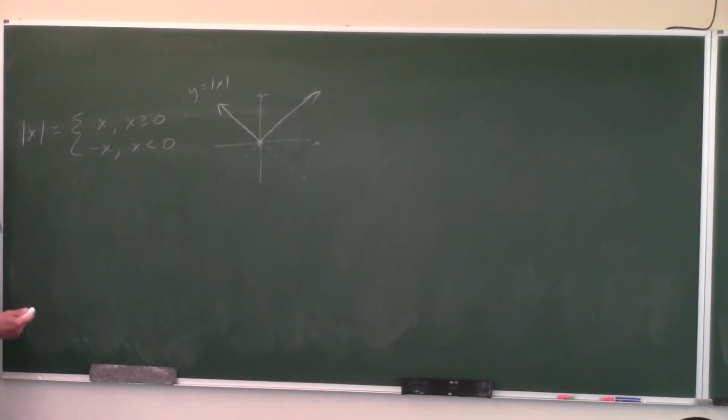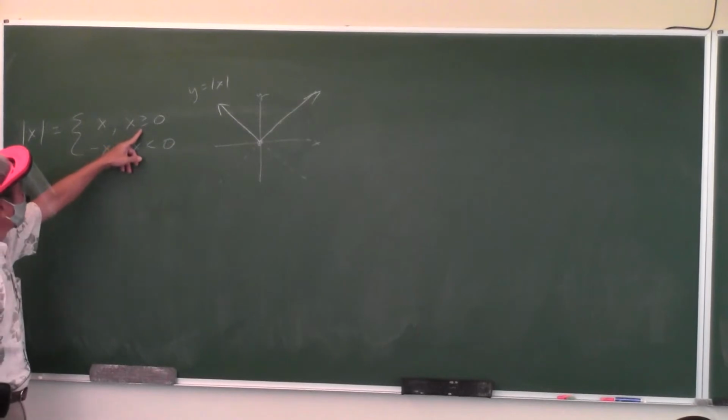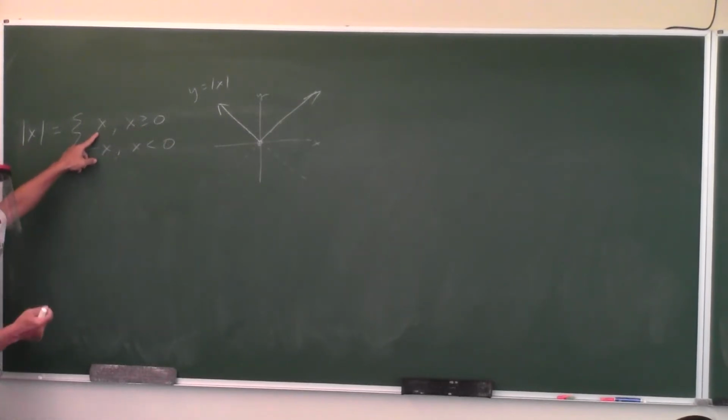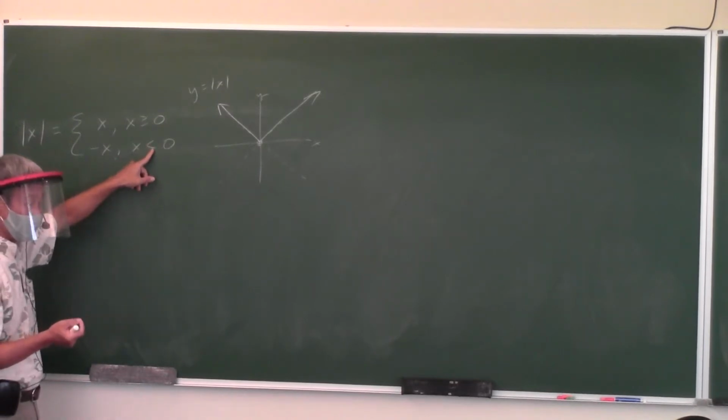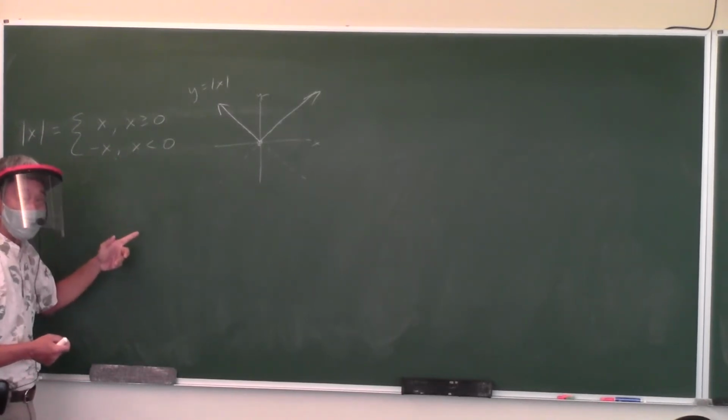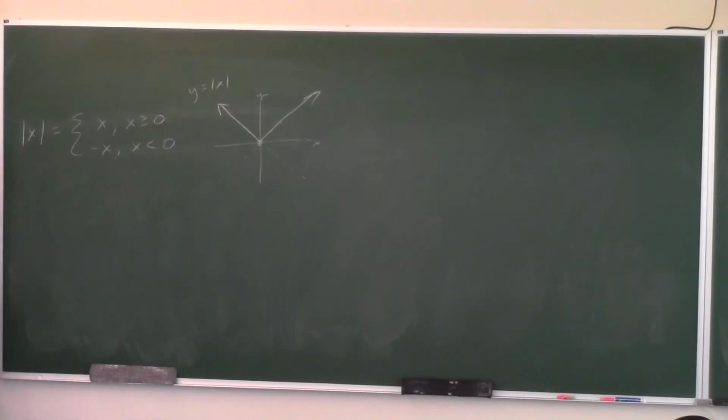So how does absolute value work? If the inside is positive, you leave it alone. See how it doesn't change? But if the inside is negative, you negate it. That's how absolute value works.